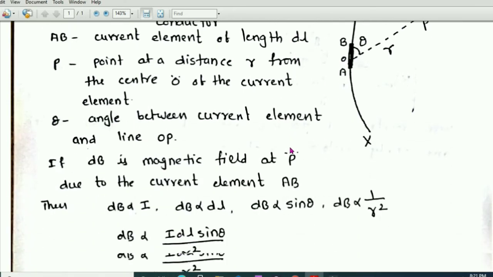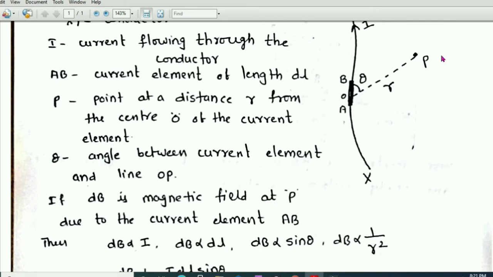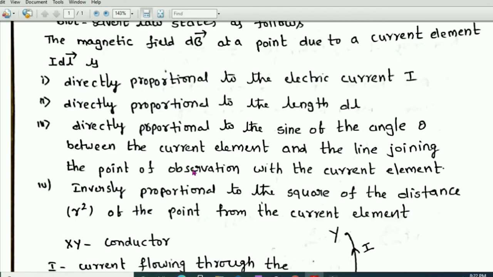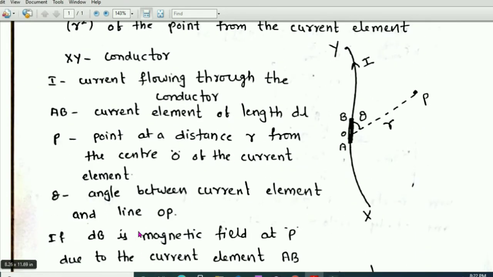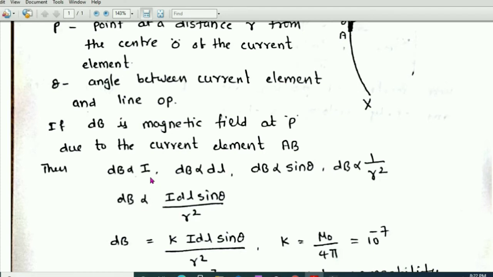Now if you see all the relations, dB is the magnetic field at point P due to the current element AB. From what we have defined here, the statement is: dB is directly proportional to the current, directly proportional to the length of that element, directly proportional to the sine of the angle, and inversely proportional to the square of the distance. All this we have given mathematically. Now if you write all the relations together, dB is proportional to I dl sin theta, all directly proportional.